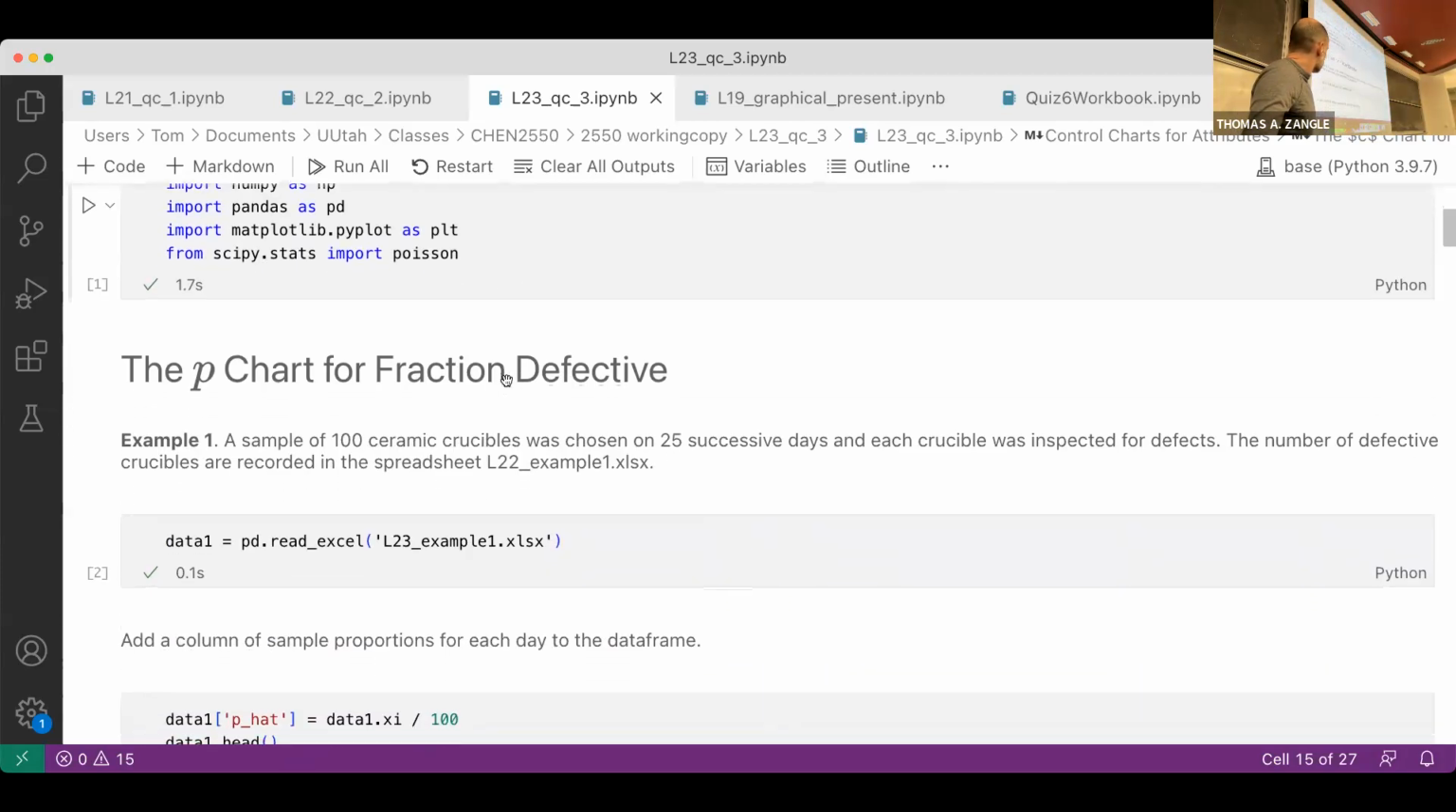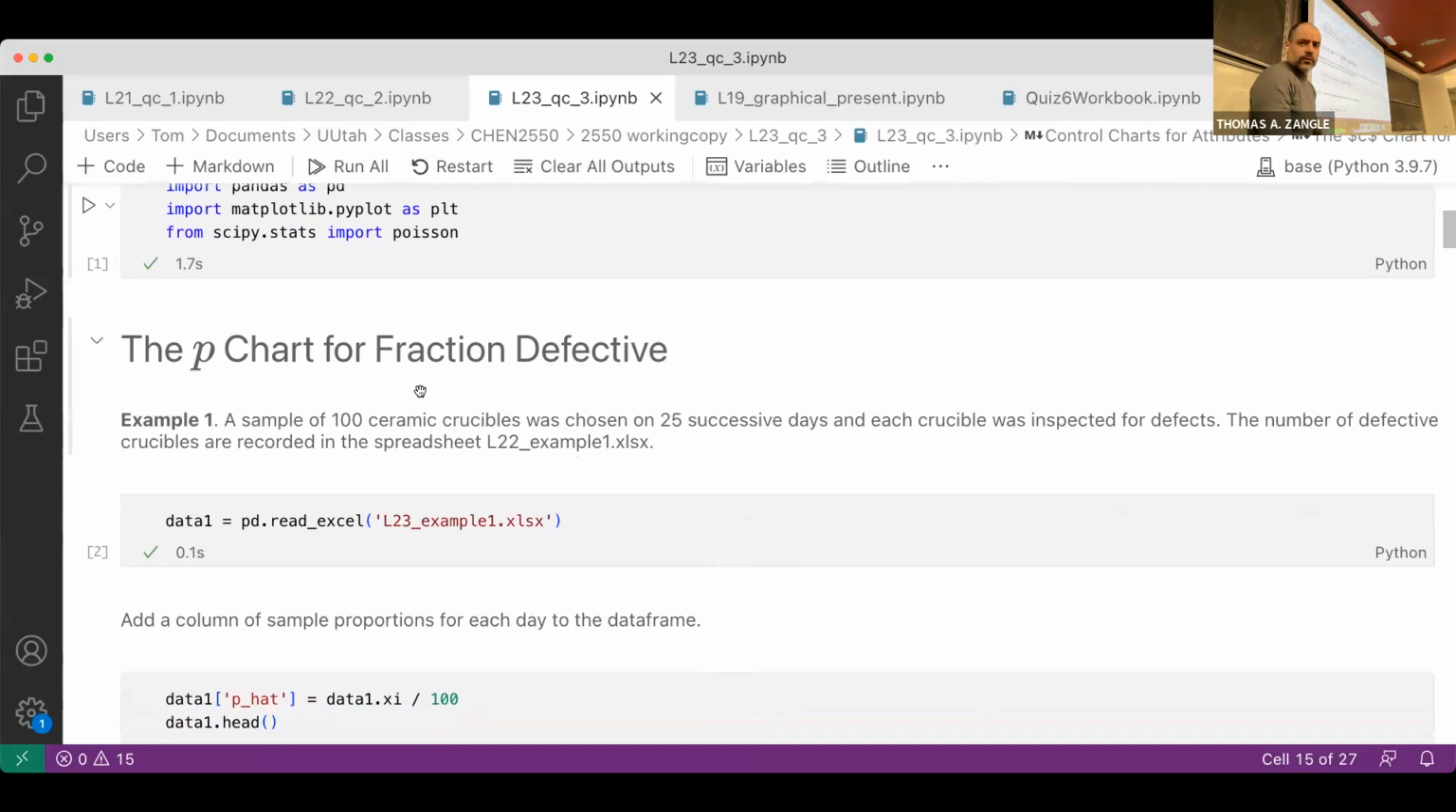So we're going to start with the P chart, which is for the fraction that are defective within a given sample. As our example here, let's say we have a sample of 100 ceramic crucibles on 25 successive days. So our observation periods are on successive days, and each crucible is inspected for defects. And then we're looking for the number of defective crucibles.